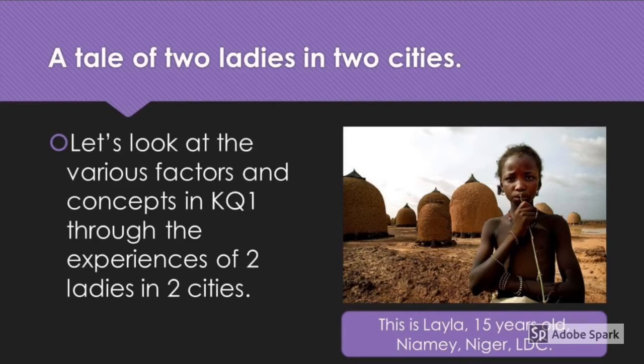Okay, so the first character that you will see is what you see on the screen now. This is Layla. Layla is a 15-year-old girl from Niamey in Niger, which is an LDC, a very, very poor country in the continent of Africa. Okay, Niger is one of the poorest countries in the world.